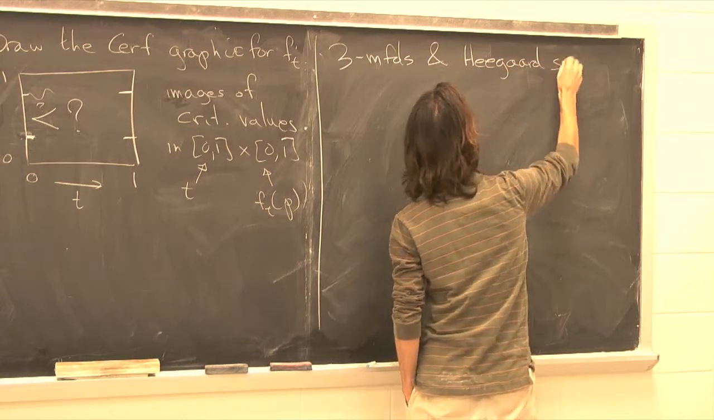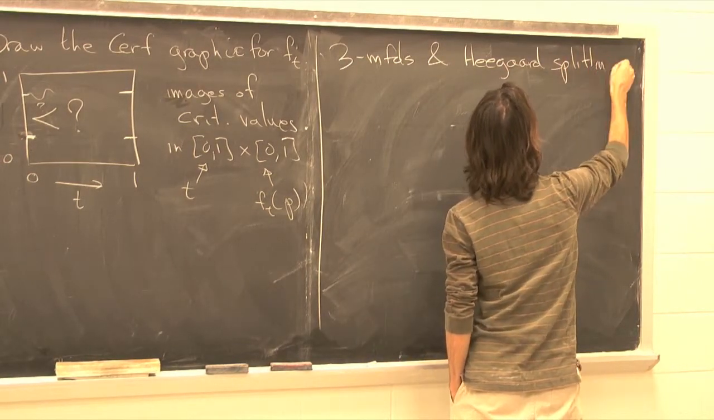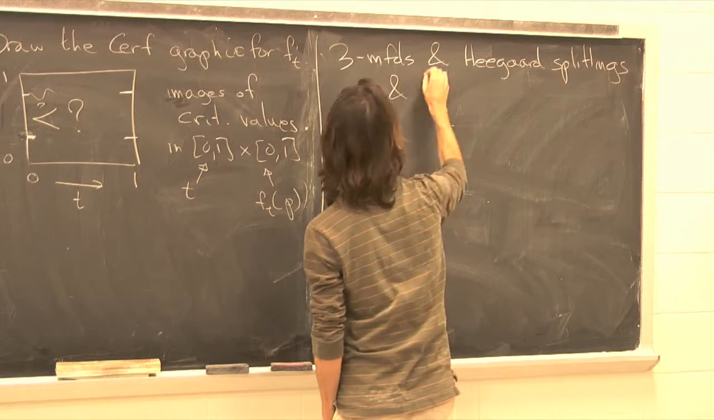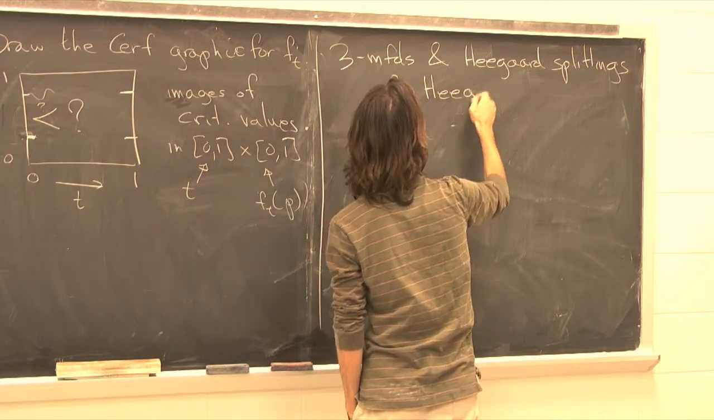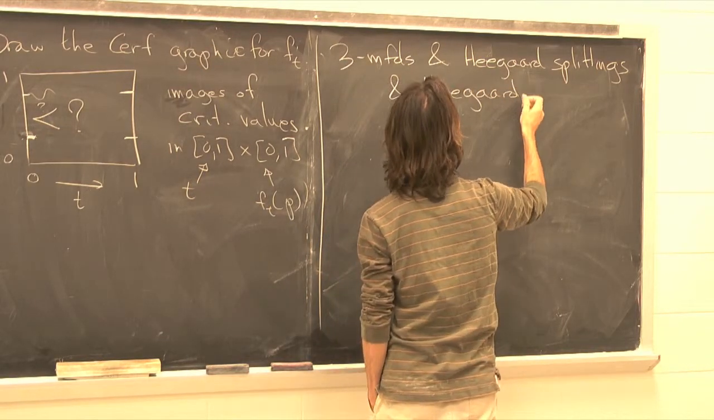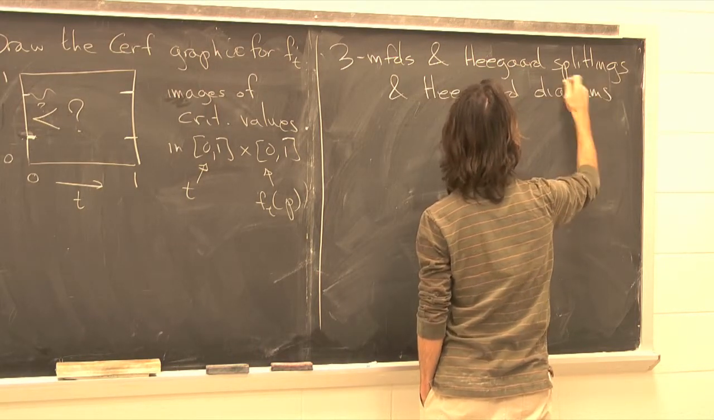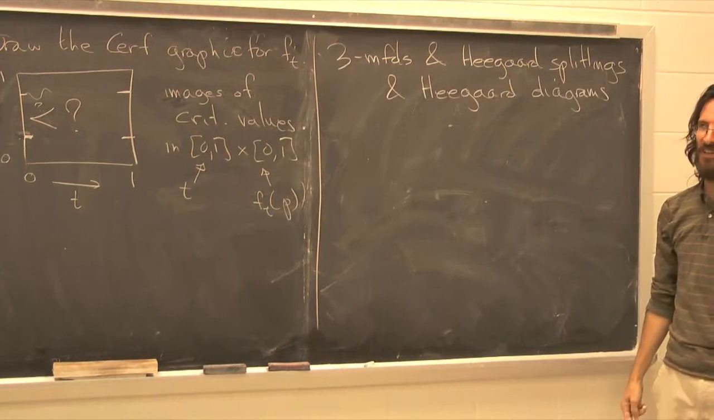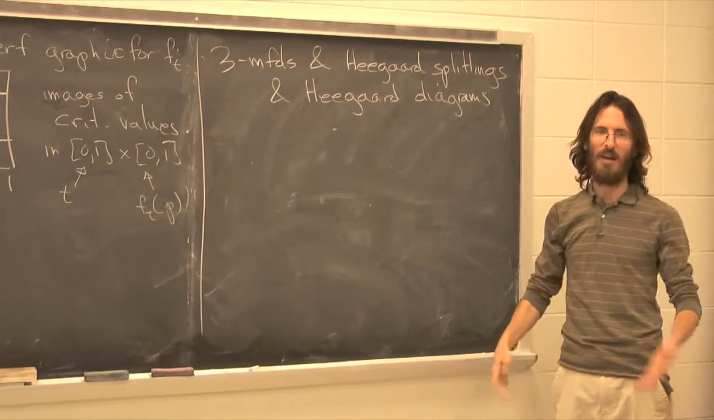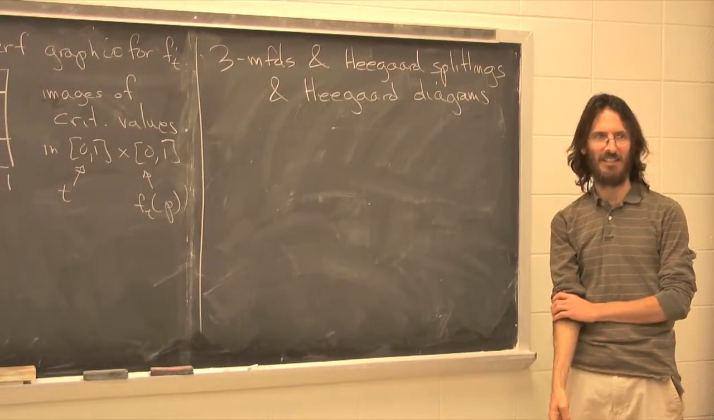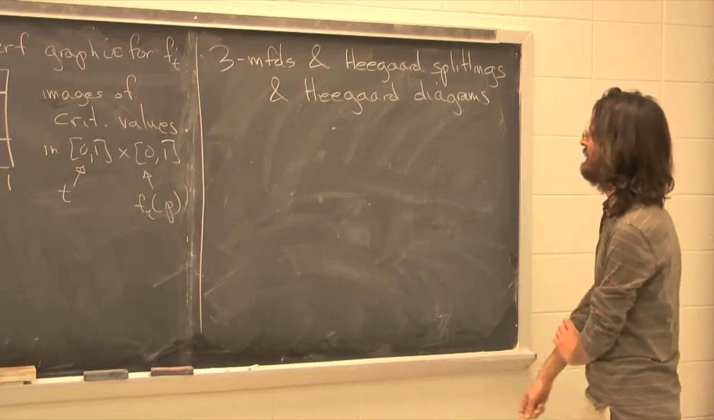I want to emphasize there are two different things: Heegaard splittings and Heegaard diagrams. I want to describe both of those. A splitting is a way to decompose a given three manifold into two pieces. A Heegaard diagram is a way to describe how to build a three manifold. Okay, that's the difference.